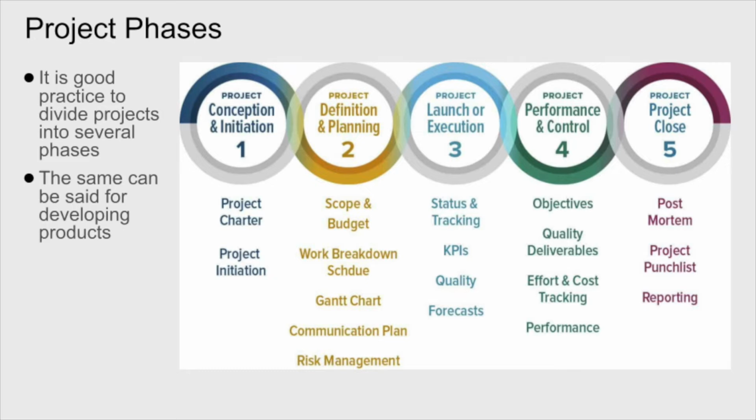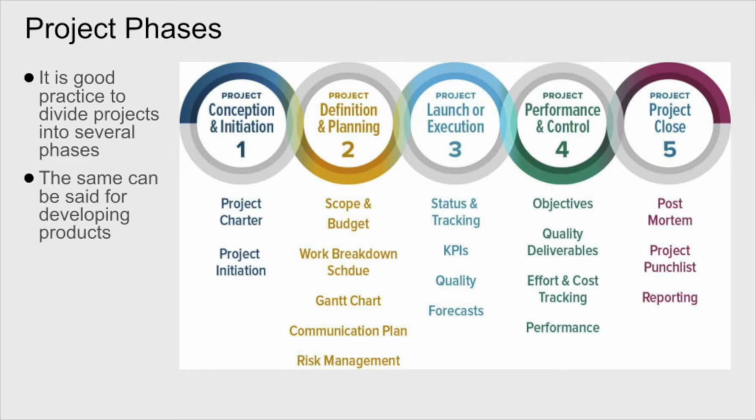The fourth major phase is really just a carry-on of phase 3, which is performance and control, which is really ensuring that we meet our targets. So key objectives are set, and the quality deliverables, what needs to be done, who needs to be doing it, how much it's going to cost to do it, and performance. We really need to move into, let's get this done.